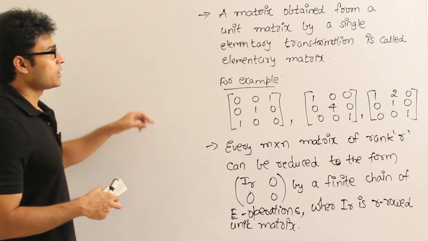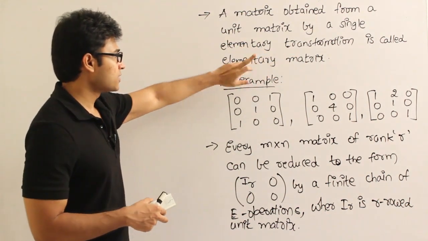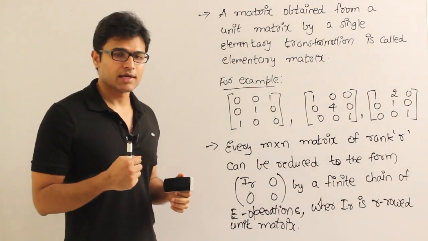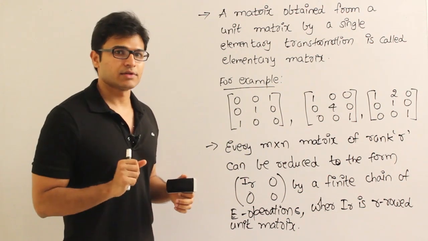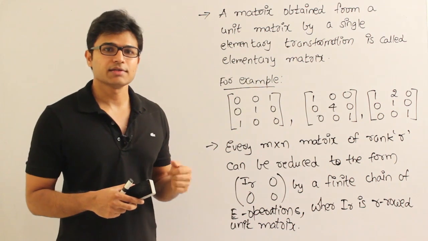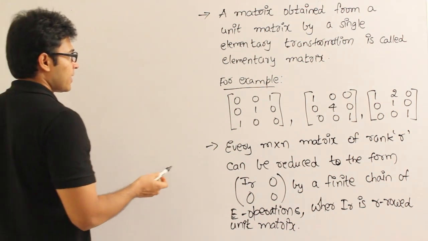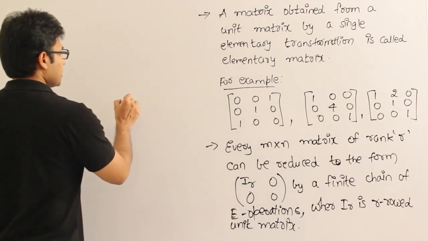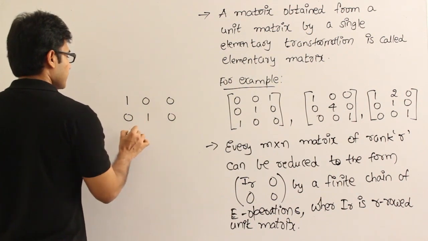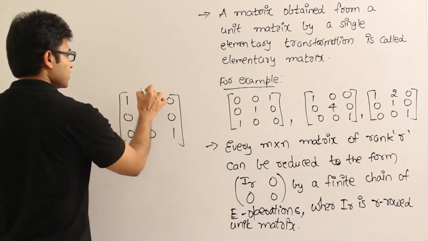A matrix obtained from a unit matrix by a single elementary transformation is called an elementary matrix, which means if you take a unit matrix and apply only one elementary transformation, then whatever matrix you get is called an elementary matrix. So what I mean to say is like this. If you have this unit matrix of size 3 by 3, this is a unit matrix of size 3 by 3, isn't it?